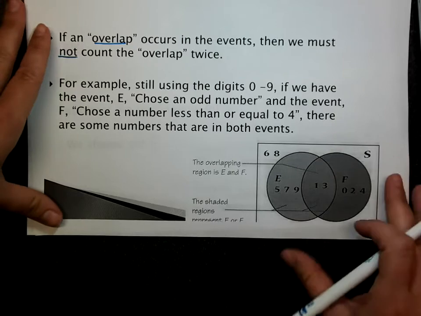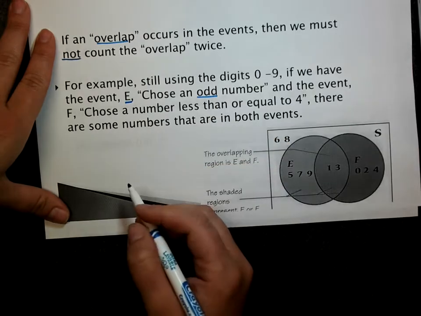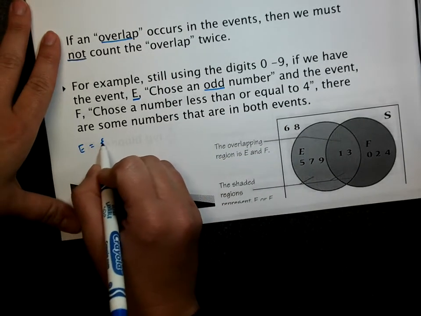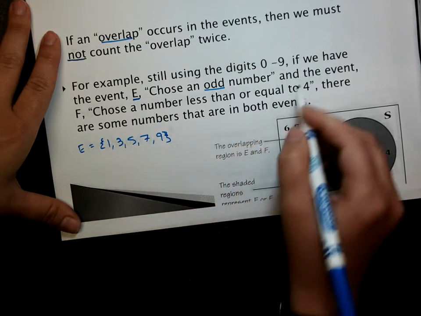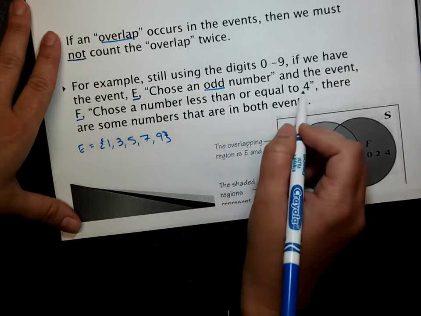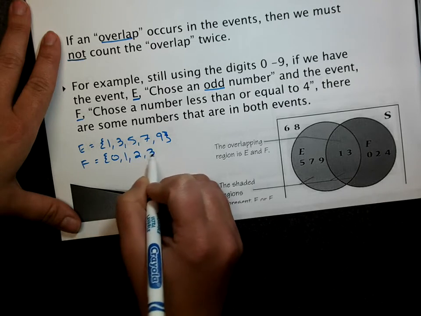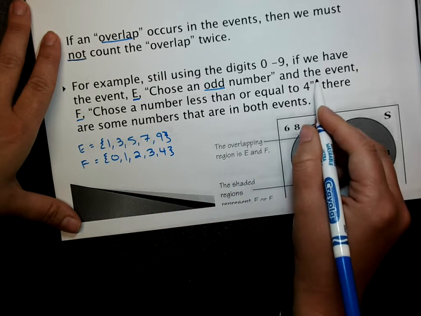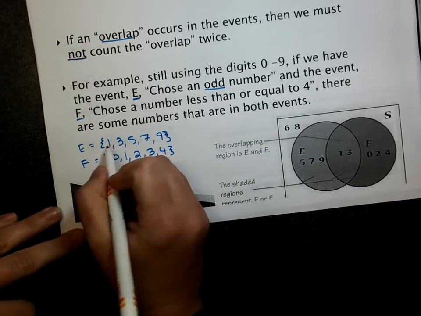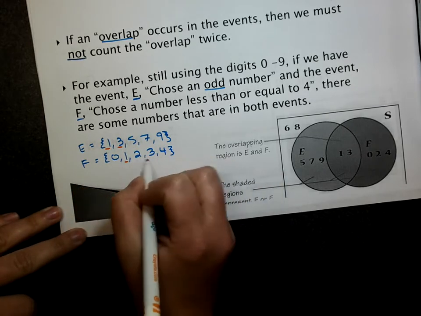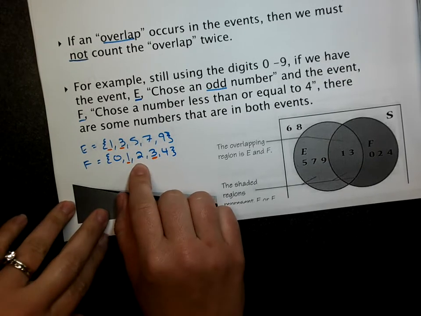So if we have a new scenario using the digits 0 through 9, and our event E now is choose an odd number. So let's think about that. Event E would be 1, 3, 5, 7, 9. And then event F, choose a number less than or equal to 4. So event F, less than or equal to 4: 0, 1, 2, 3, and 4. Right away you notice that the numbers 1 and 3 are odd numbers. 1 and 3 are also less than or equal to 4. So we have what we call an overlap. 1 and 3 occur in both events.